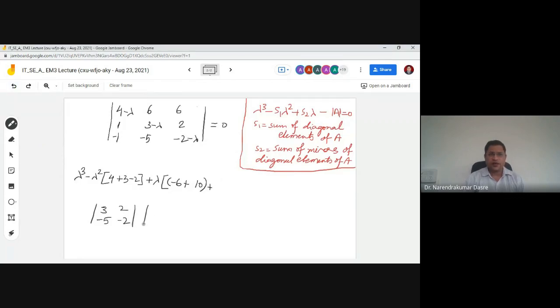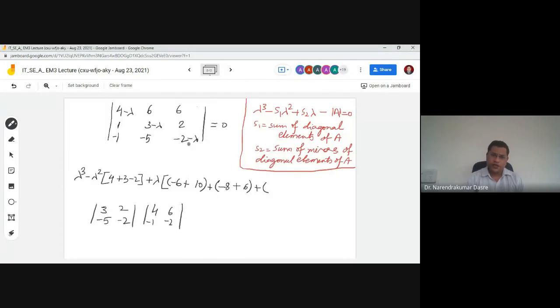Then next, the minor for this 3. What will be the minor for this 3? We'll be having 4, 6, minus 1, minus 2, because for this 3 we have to omit the second row and second column. So it will be 4, 6, minus 1, minus 2, and the minor is going to be minus 8 minus minus plus 6. That's what we'll be having, plus.